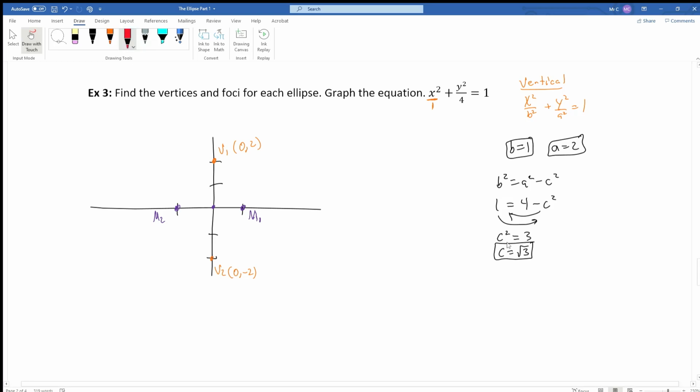And the square root of 3 is going to be a little less than 2, more than 1. It's going to be somewhere around here. It doesn't have to be exact. So this we'll call the first focus, and it's 0 and the square root of 3. And our second focus down here is going to be 0, negative the square root of 3.